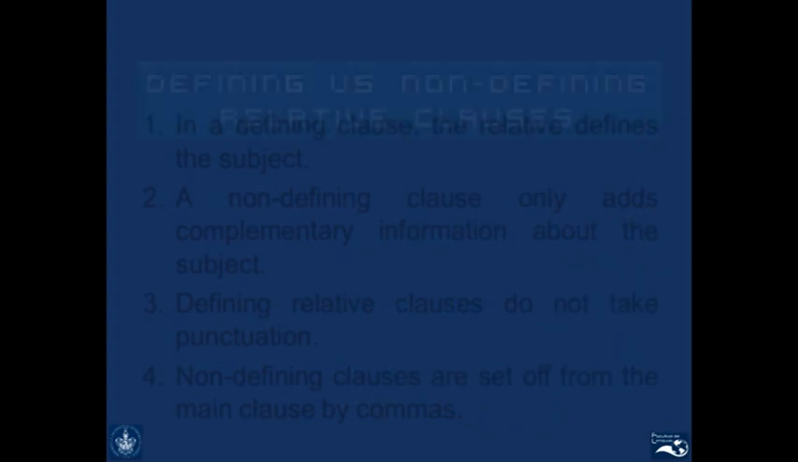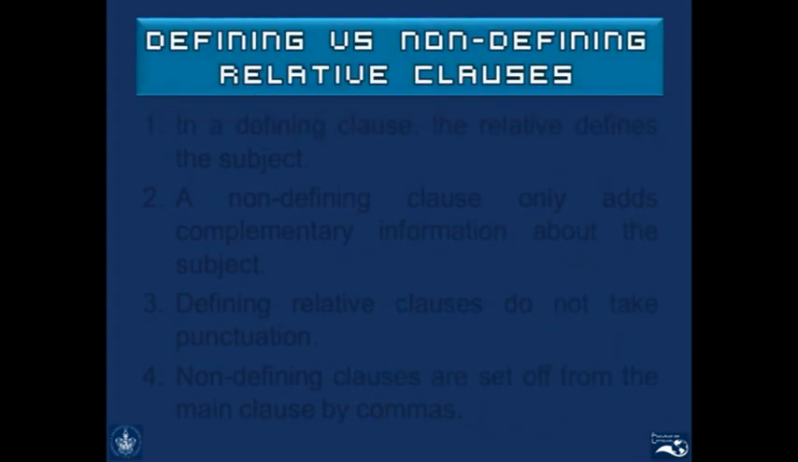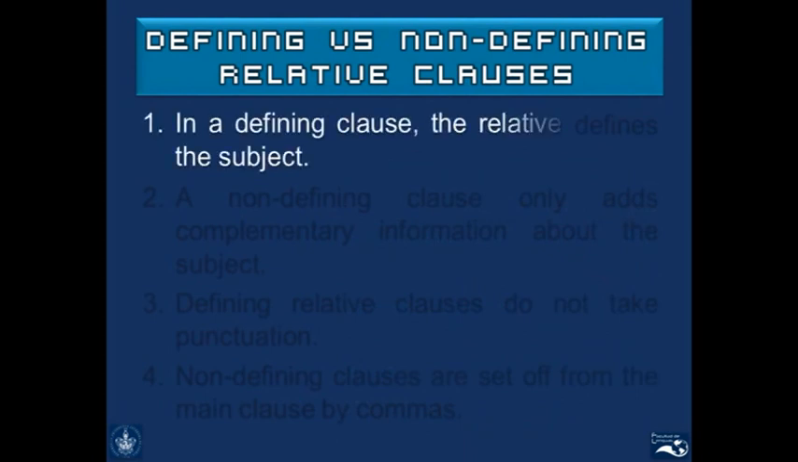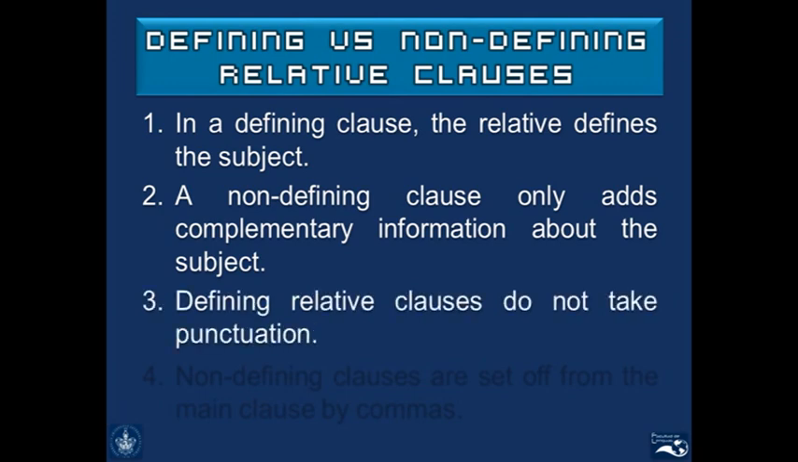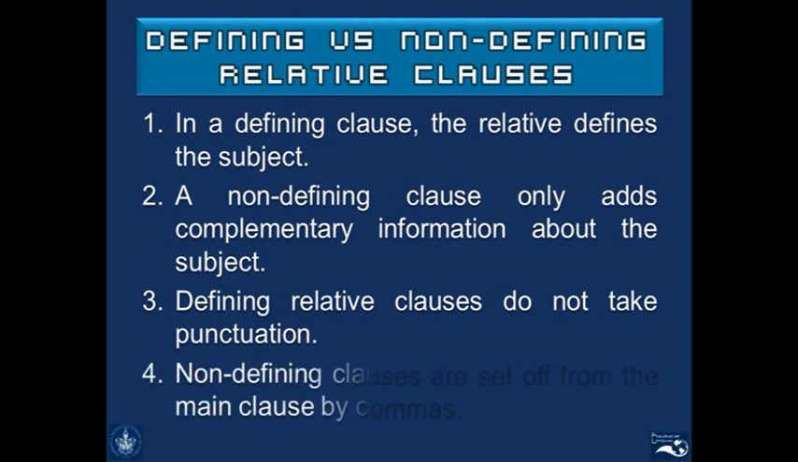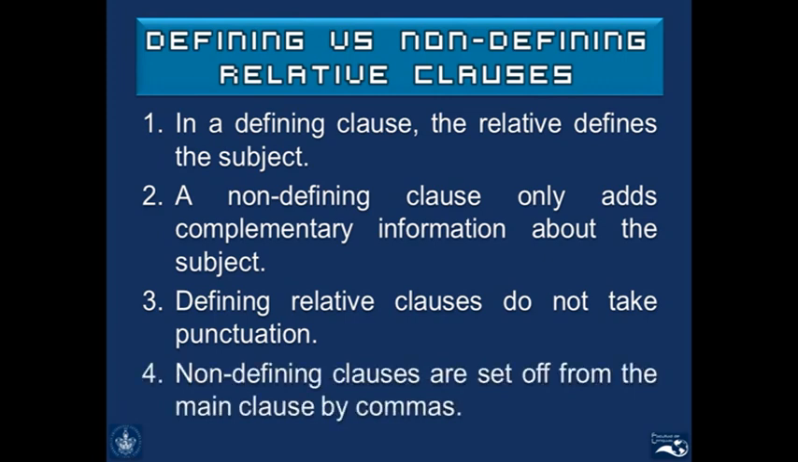Let's summarize this information. In a defining clause, the relative defines the subject, whereas in a non-defining clause, it only adds complementary information about the subject. Now, if you notice, in defining relative clauses, we don't use any kind of punctuation between the main clause and the relative clause. However, when the clause is non-defining, we have to separate the relative clause from the main clause by the use of commas.